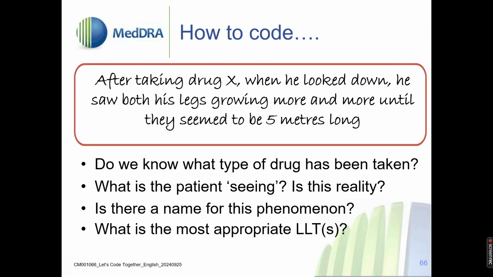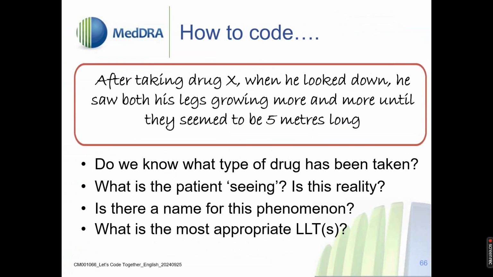Okay, let's do the next one because there are some other things. This is a similar one. I say similar, but you'll see when we do it. After taking drug X, when he looked down, he saw both his legs growing more and more until they seemed to be 5 meters long.